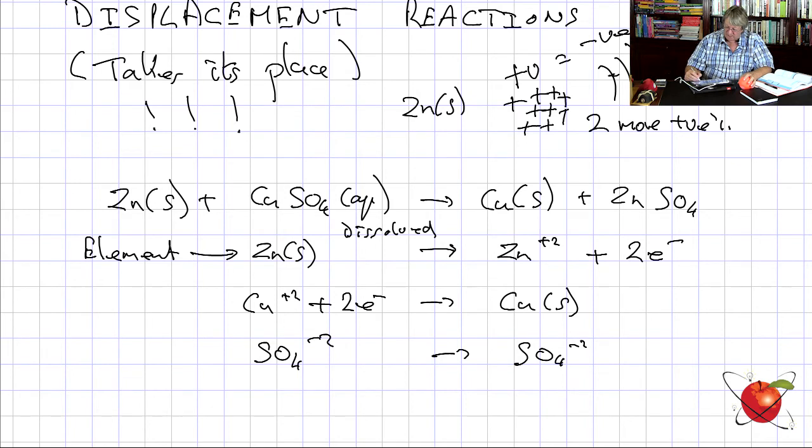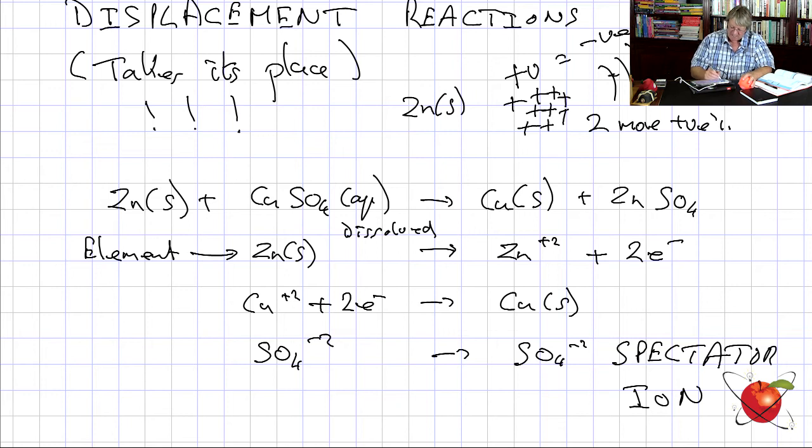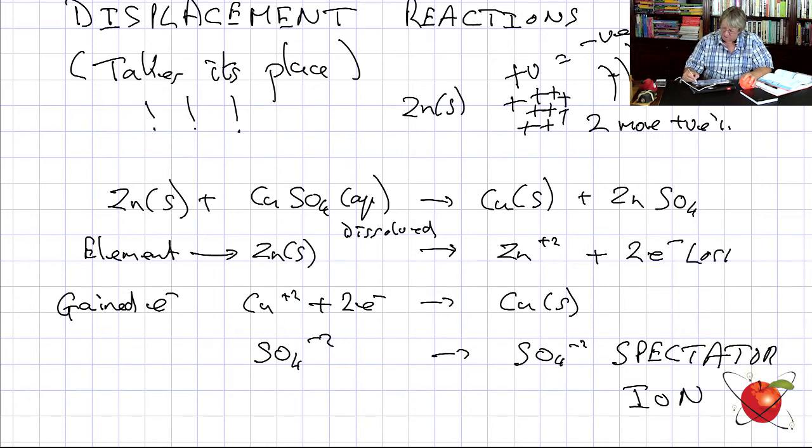This is called a spectator, an onlooker ion. This one here, okay, gained electrons. This one over here, okay, lost electrons. This zinc lost electrons. It lost 2, right?